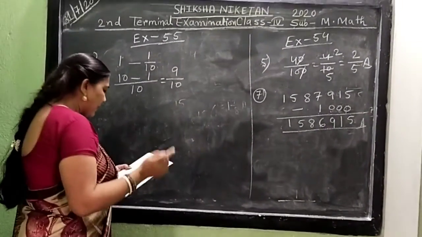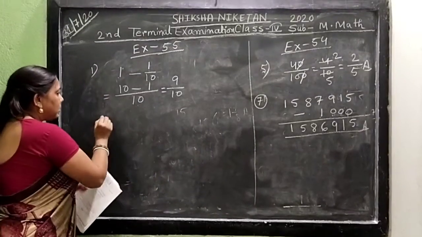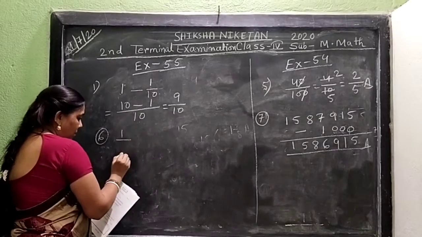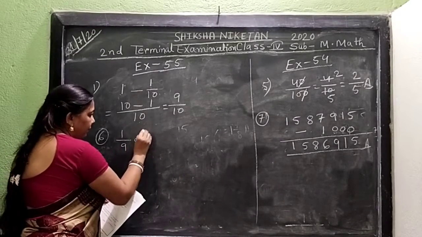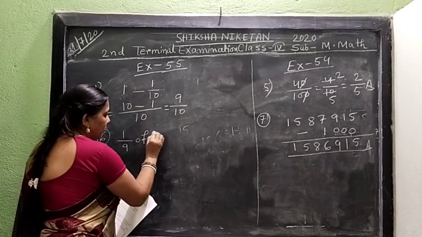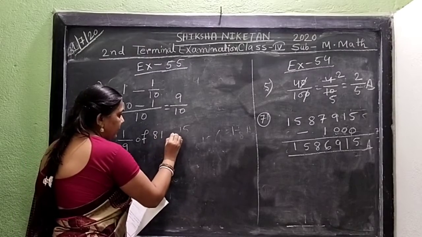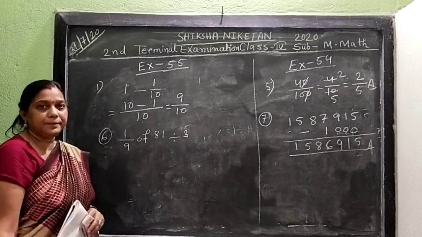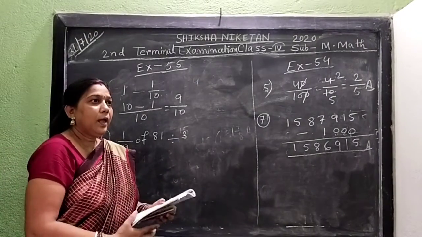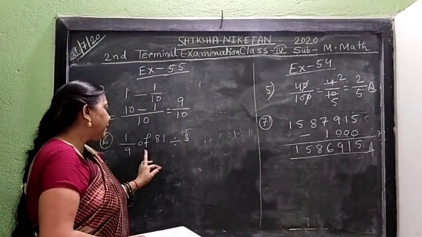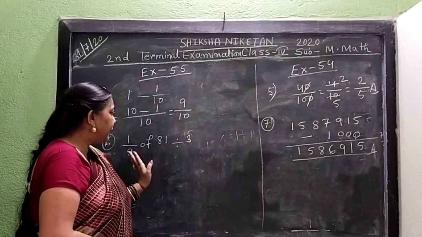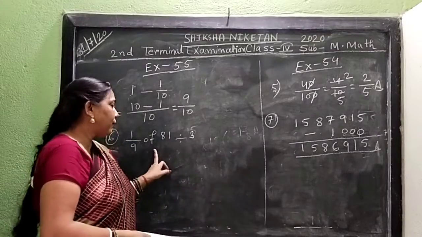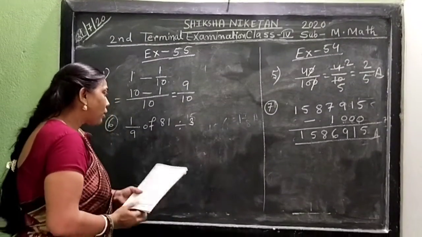I solve one more math. Math number 6. 1 by 9 of 81 divide 3. Of means multiply. If divide and of are written in any math, then first we solve the of number. Okay, first we solve the of number.